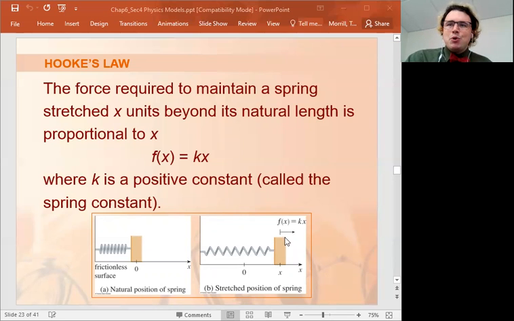So if I move the mass out to position x, the force required to hold the spring here will be a force of kx. The farther I go out, the more force is required.